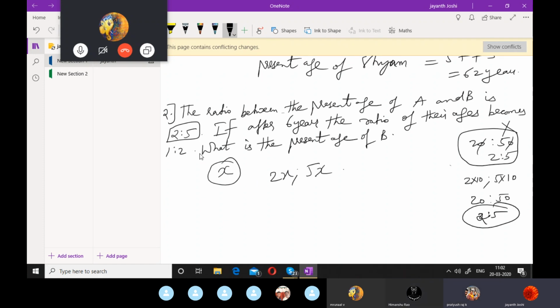We are breaking the ratio as 2x and 5x, and x can take any number. So here I have shown you an example. Suppose x is taking as 10. So what ratio are you getting? 2 into 10, 20. 5 into 10, 50. 20:50 is the ratio, and the ratio 2:5. It is matching with the question.